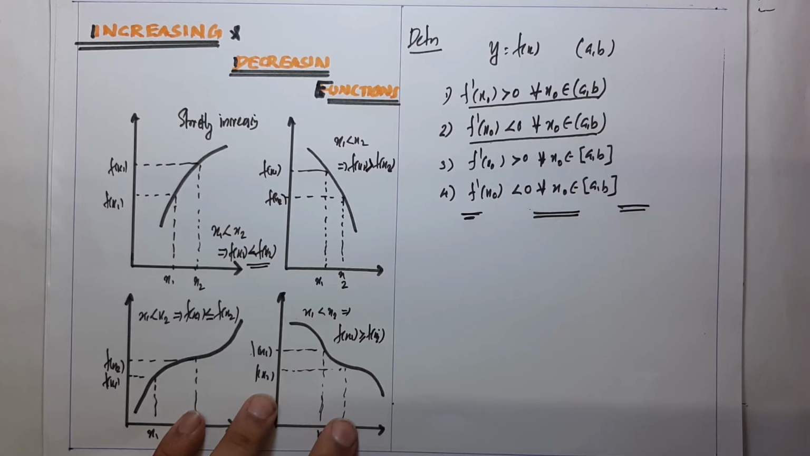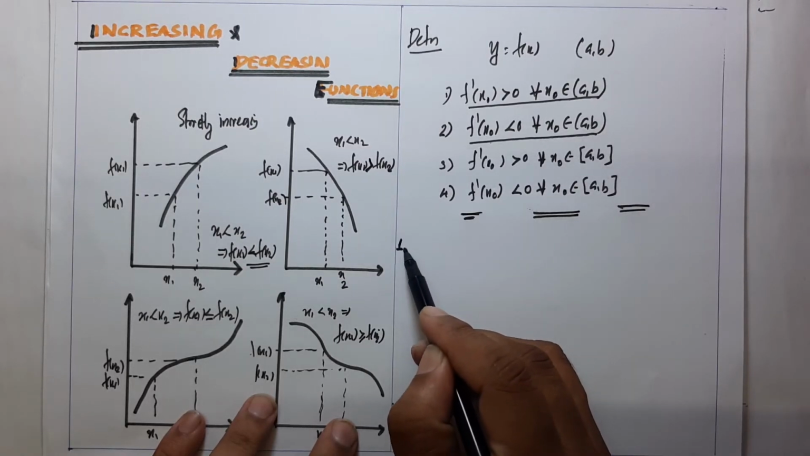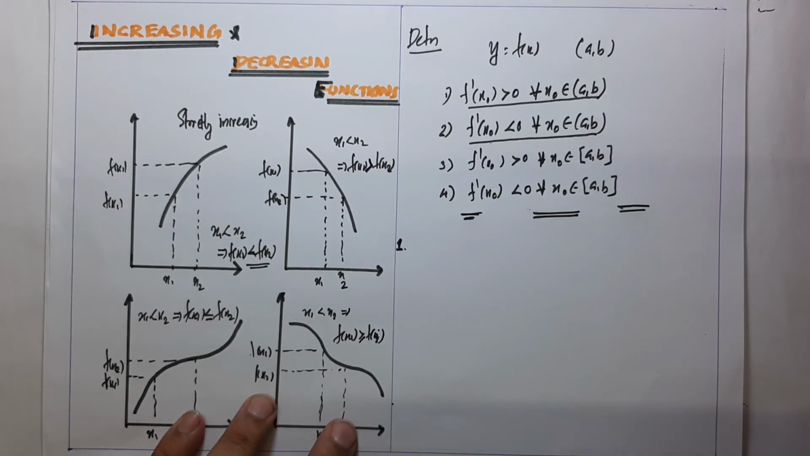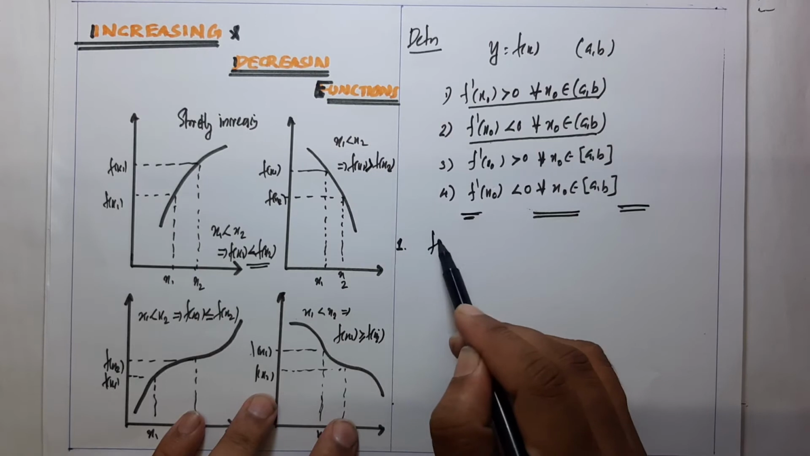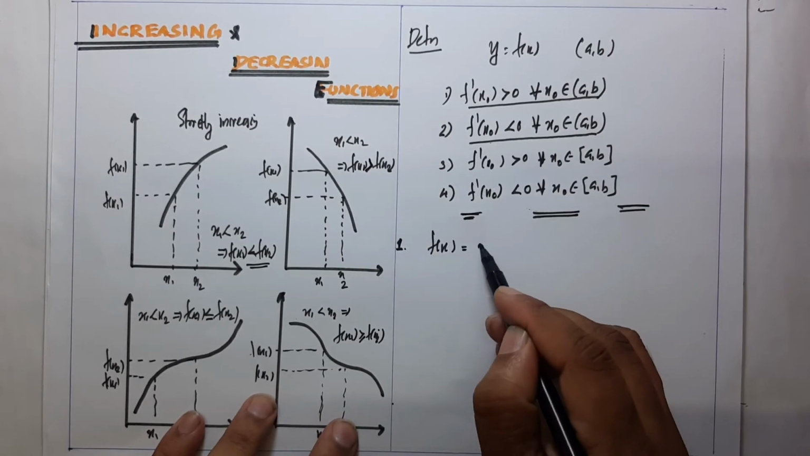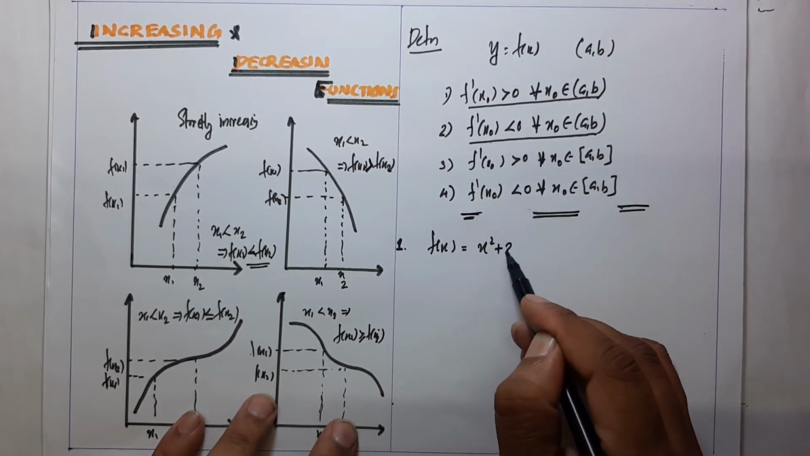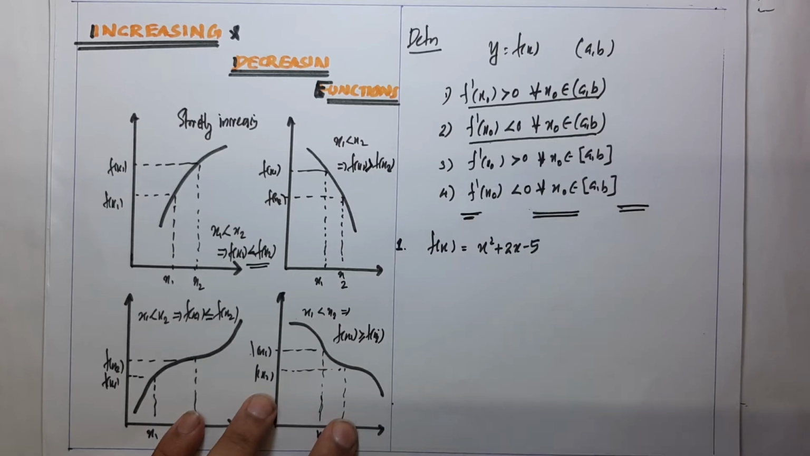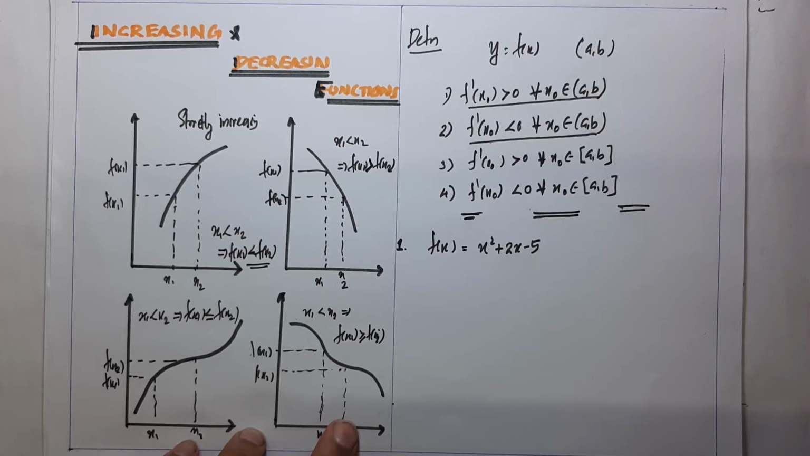Our first question: find the intervals in which the function f of x is equal to x square plus 2x minus 5 is strictly increasing or strictly decreasing. It's the first question. Find the intervals in which the function f of x is equal to x square plus 2x minus 5 is strictly increasing or strictly decreasing.